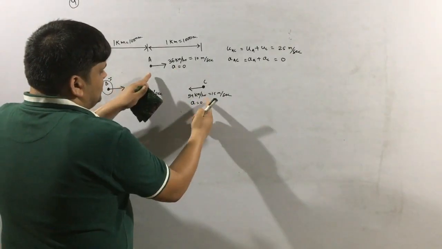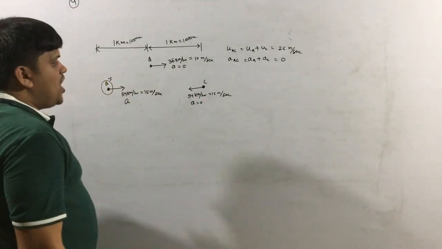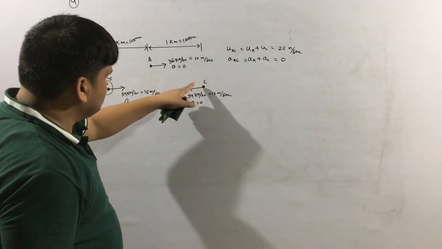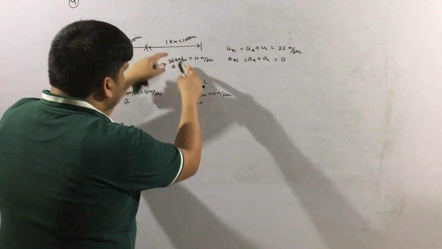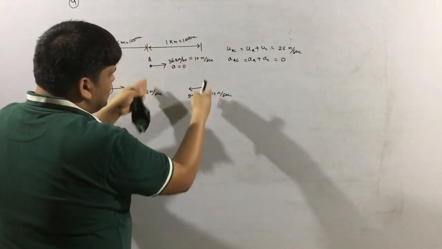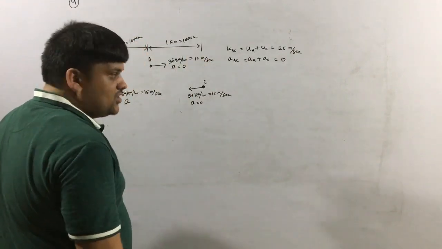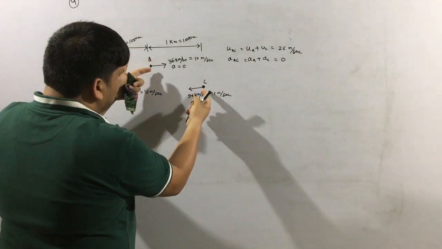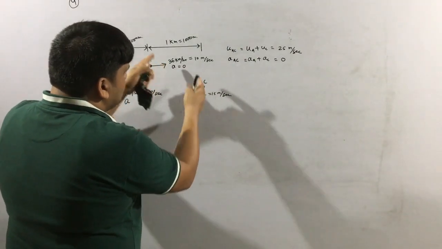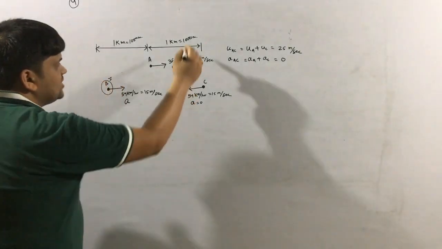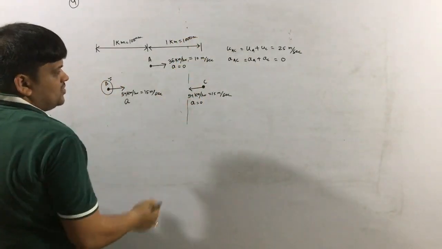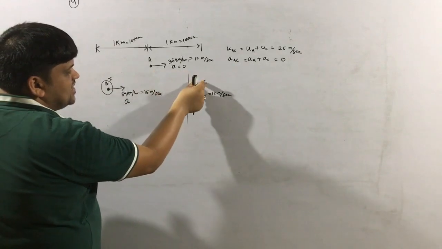Now what is the relative distance between them? Again we don't know how much distance this has travelled, how much distance this has travelled, but it is sure that they both have traveled a distance of 1 kilometer, because initially they are having a distance of 1 kilometer. So from this point to meet at a point, they both have traveled a distance of 1 kilometer. I think this point is clear. Let they are meeting at this point. So A has traveled this much, C has traveled this much.